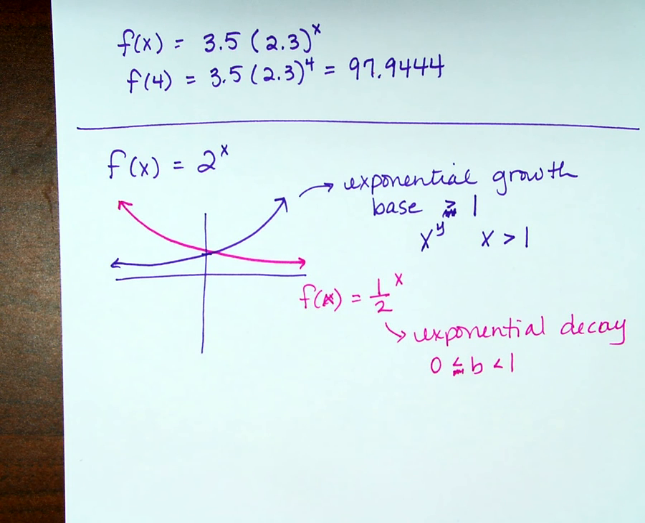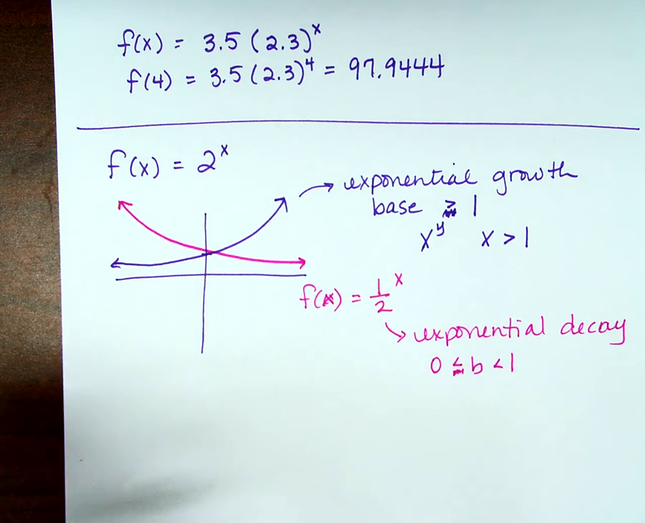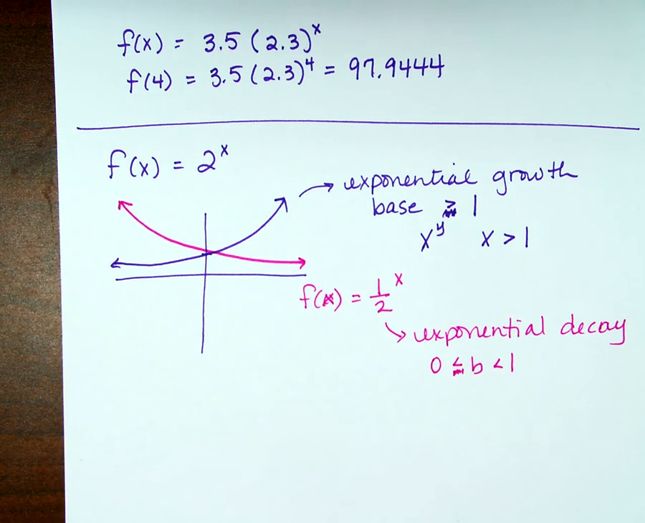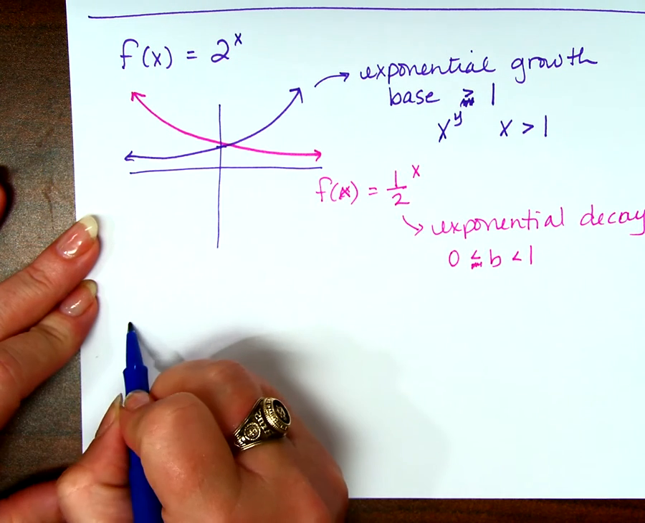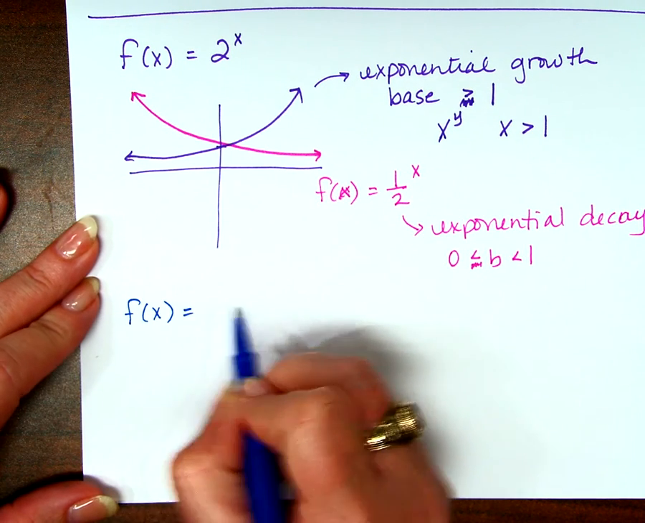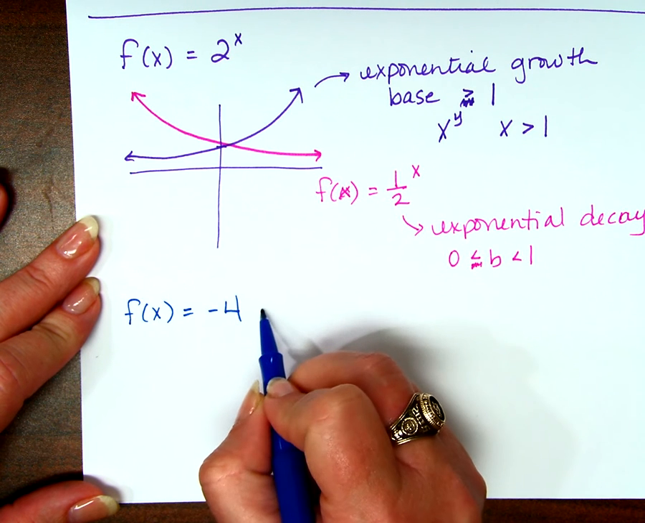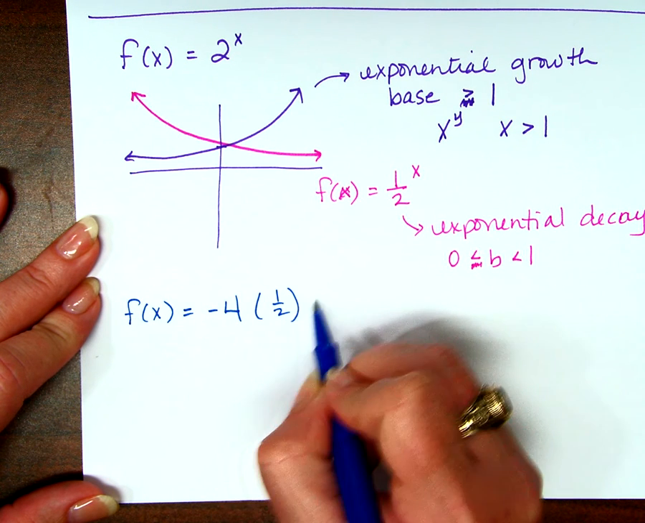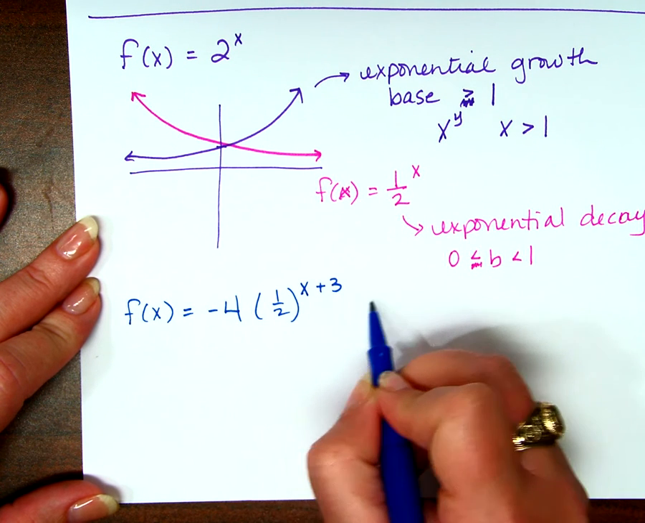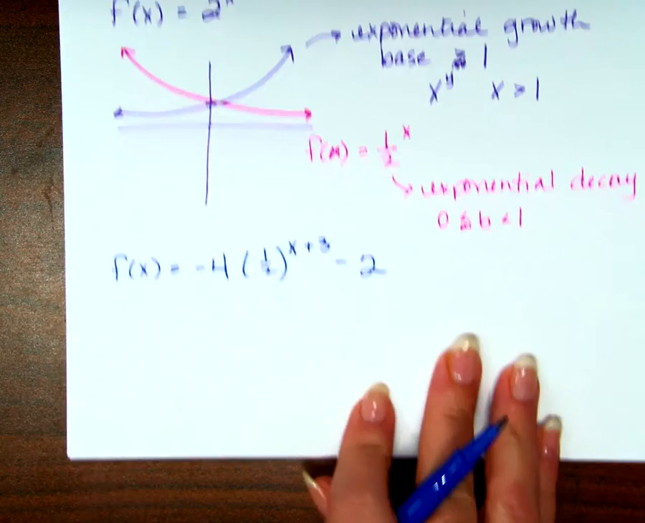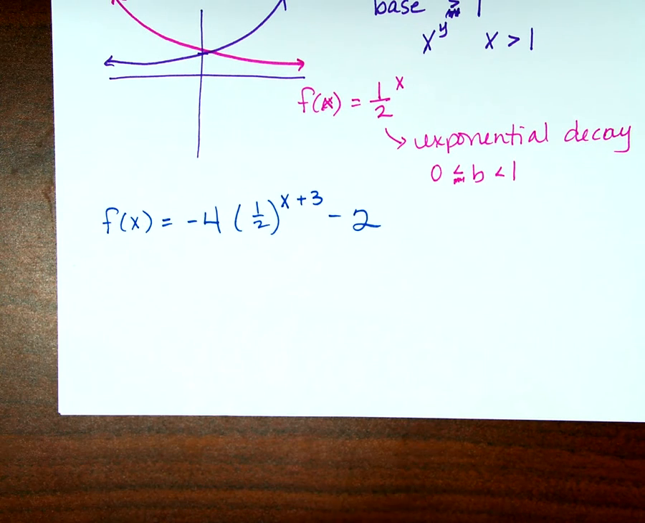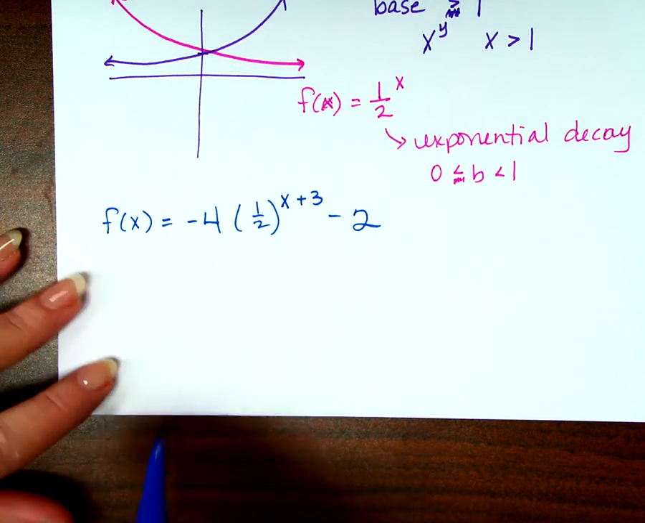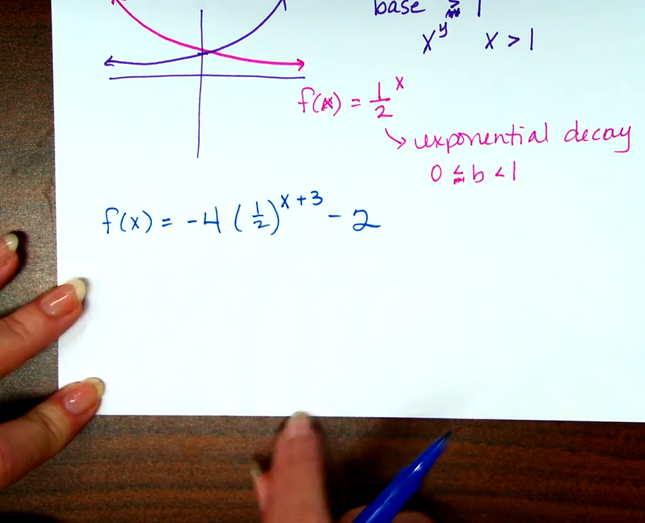So if I give you, well, do you remember your transformation rules first of all? So let's just go straight to a nice, long, hard problem. How about that? I know you're so excited when I do that. Negative 4 times 1/2 to the x plus 3 power, minus 2. What I need you to remember is what all of these things do. First of all, what is the parent function of this transformed function?